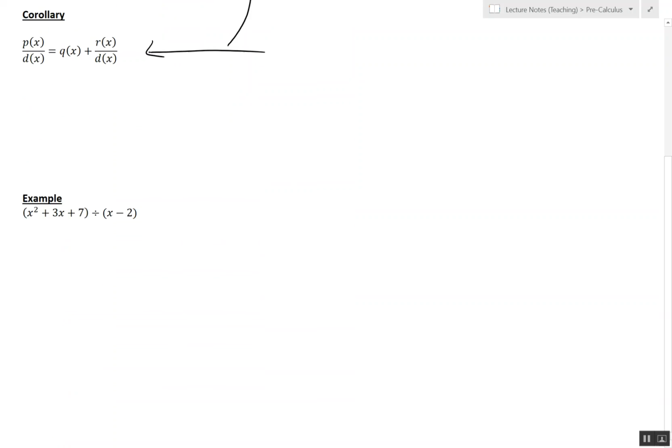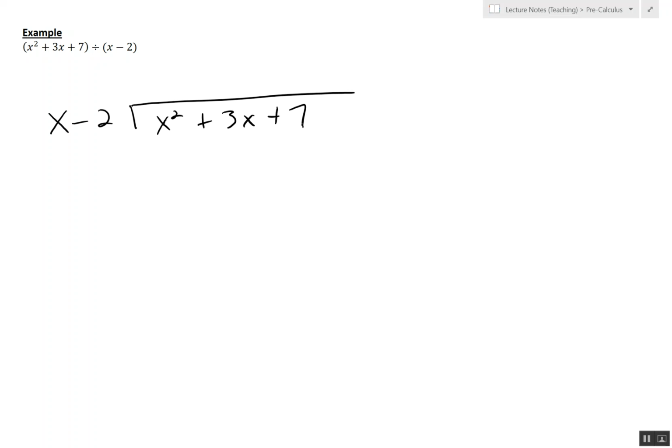So let's look at an example here about how to do polynomial long division. So this is x squared plus 3x plus 7 divided by x minus 2. Please set this up just like you would with numbers: x minus 2 divided into x squared plus 3x plus 7. And please note it is very easy in this process to make sign errors. So I'll try to give some tips, so please watch carefully. First thing I'm going to note is this is my p of x, and this is my d of x.